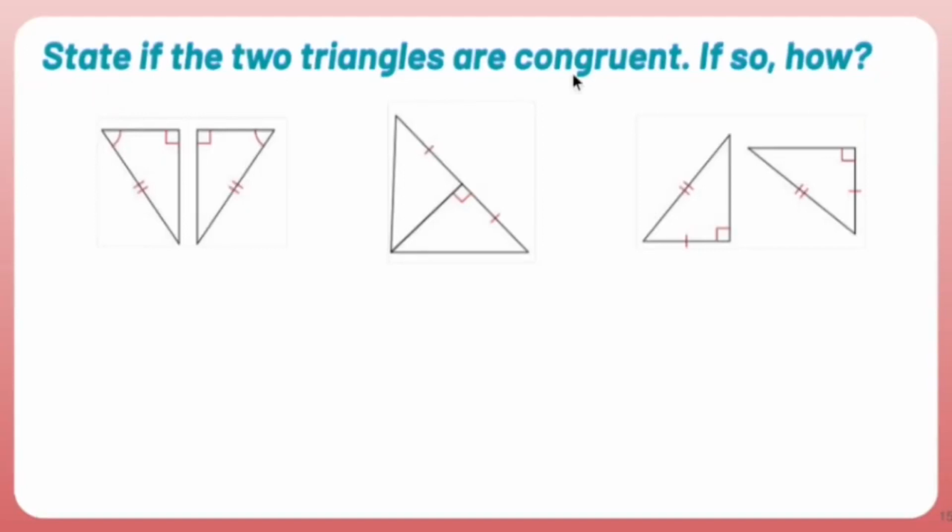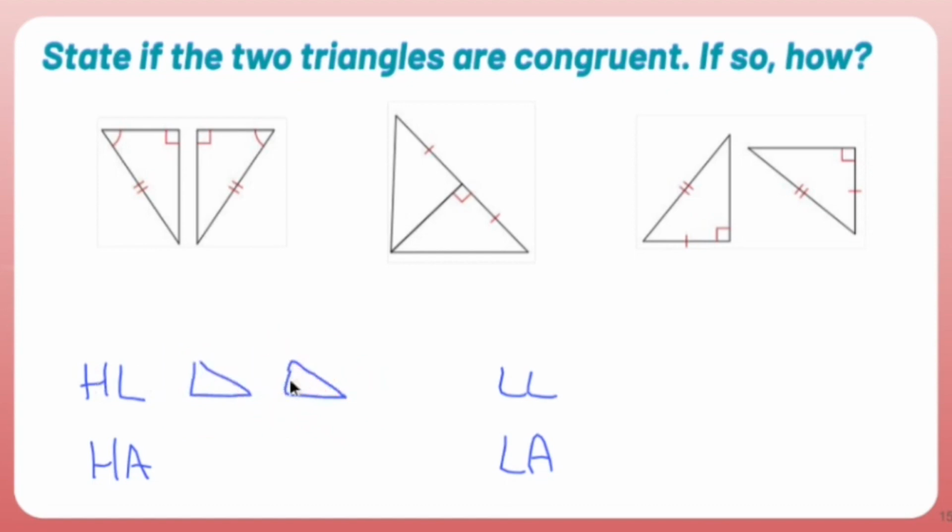State if the two triangles are congruent. If so, how? Right triangles, right triangles, right triangles. I have 4 right triangle congruence theorems, and those are HL, HA, LL, and LA. Good start. What does HL mean? HL means hypotenuse leg.